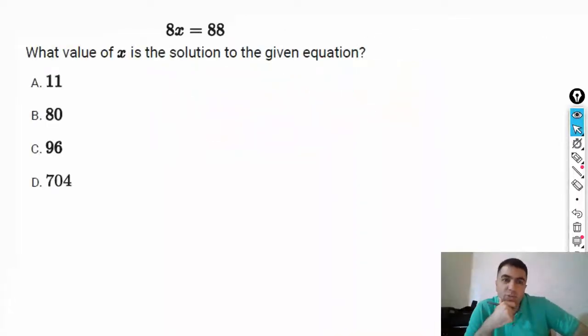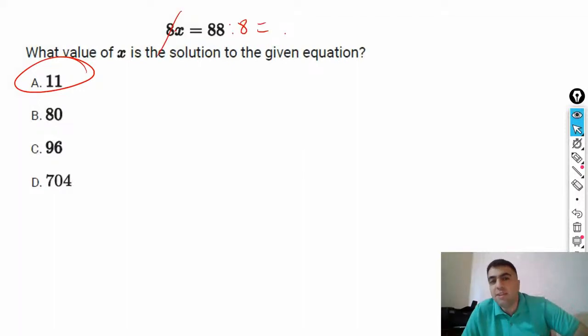What value of x is the solution to the given equation? Mr. Turan said A. Yeah, it was easy, right? Mr. Farid said 11. Yes. Mrs. Seljan says A. Yeah, guys, you all are right. This is 11. If it is multiplied by 8, we can divide it by 8 here at the right side, and it is 11. It was easy.